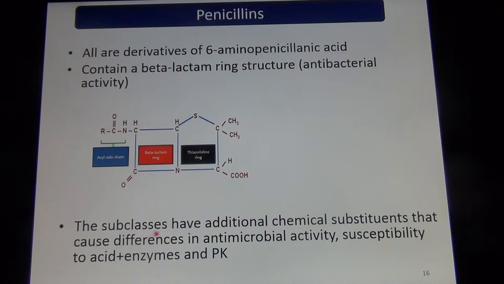The subclasses of the penicillin group have additional chemical substituents that cause differences in antimicrobial activity. The additions also cause differences in susceptibility to acid and to the enzymes produced by the bacteria, and they affect the pharmacokinetics of the penicillins. So they will affect the absorption, distribution, metabolism, and elimination of the drug.